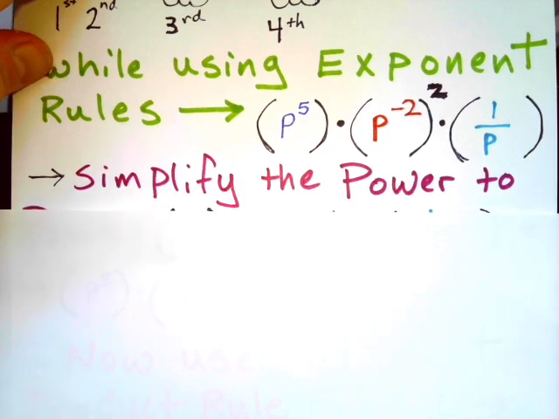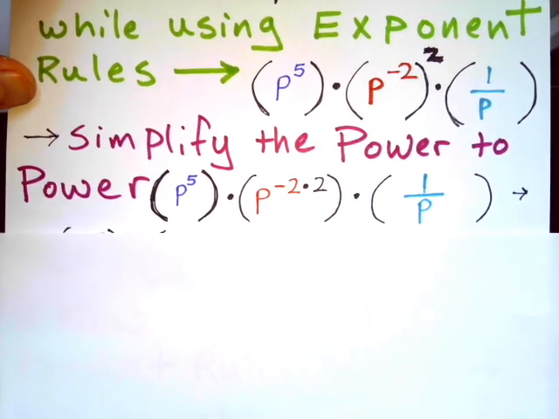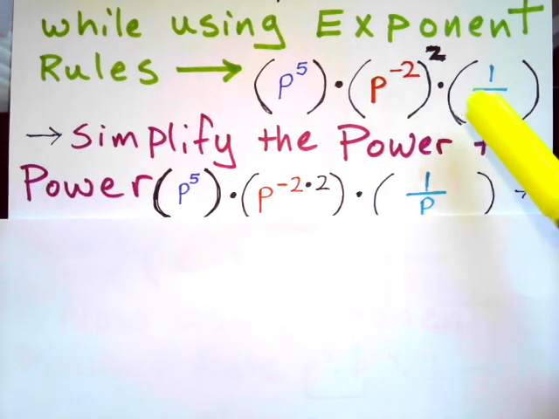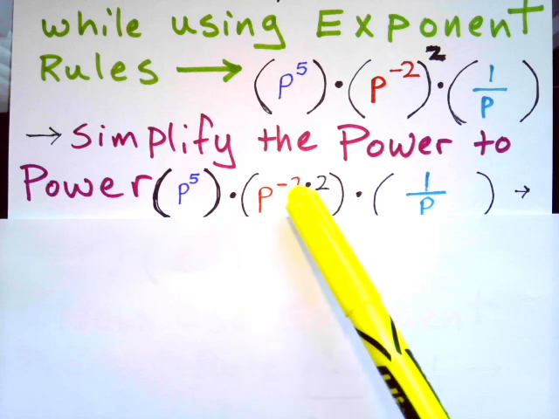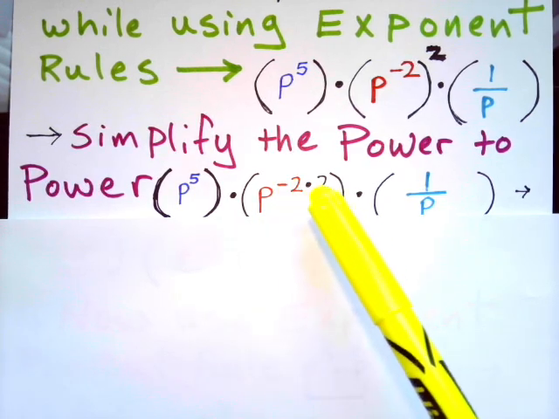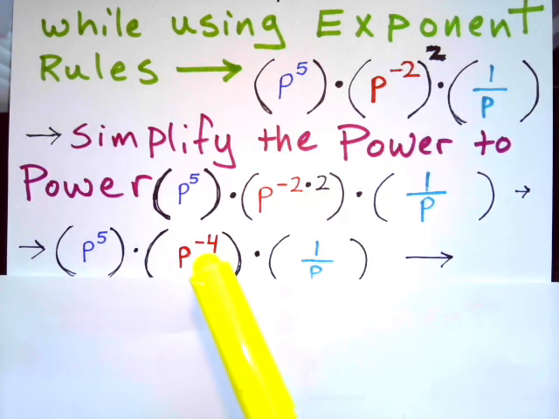So like I mentioned, you want to simplify that power to a power. And you can see that right here. Negative 2 times 2, I'm showing here. I know 2 times 2 is 4. One negative and one positive makes it a negative 4. And I'm showing you that value right here.